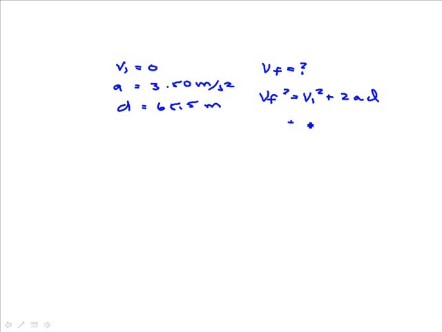In this case, the initial velocity is 0 plus 2 times 3.5 times 65.5. And of course, what we end up with is a solution that is the square of the final velocity. And that is 458.5 meters squared per second squared.